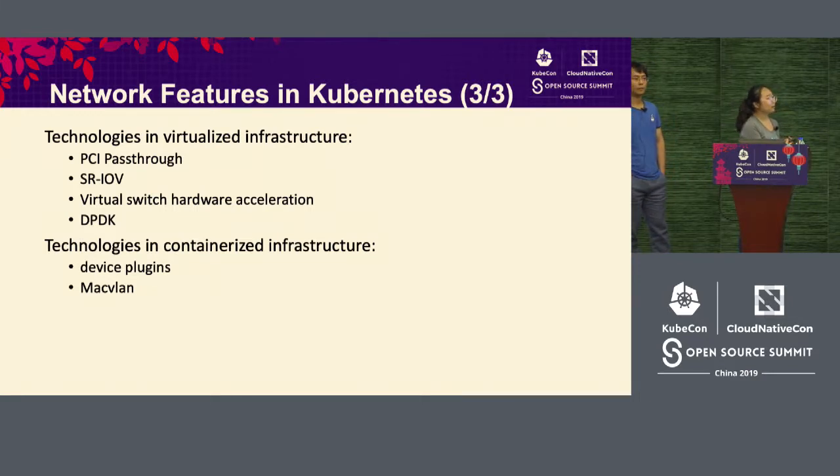On the other hand, in virtualized infrastructures, we have already solved the problems of network performance. For example, we can use PCI pass-through to pass through the hardware on the host, and we can also use SR-IOV to improve network performance, and we can also use virtual switch hardware acceleration to help improve network performance. Similarly to VMs, if we want to solve this issue, we have to run the applications within containers, and we have to have the same considerations.